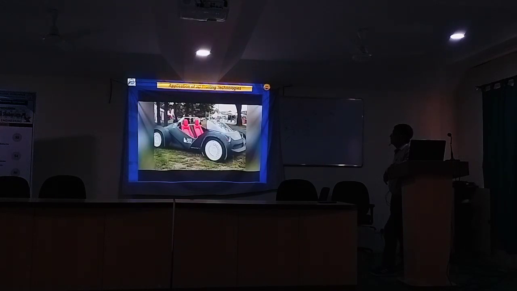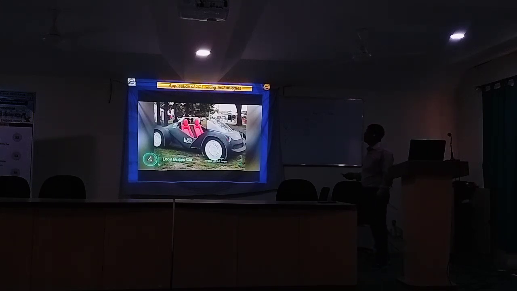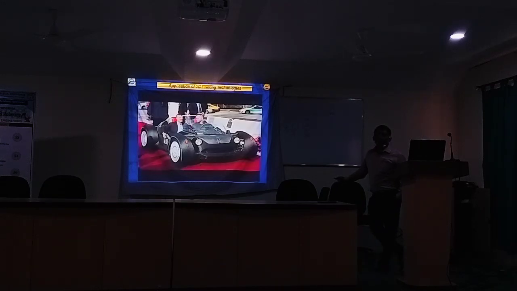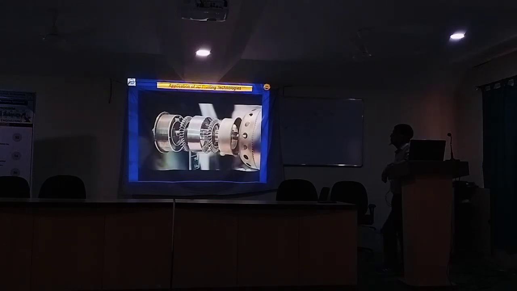At number 4, the locomotive's 3D printed car. We have seen the 3D printed cars, and there are many components manufactured by 3D printing, including the exterior body and interior, polymer component 3D printing and metal 3D printing. It's a fully electric car with a top speed of 50 miles per hour, and it's expected to be released next year.